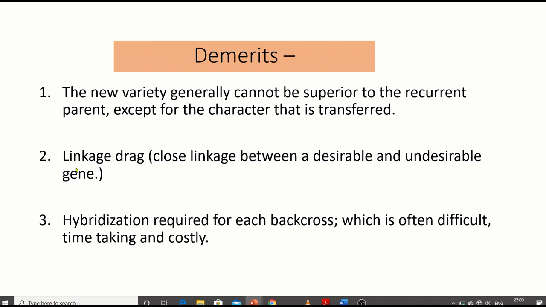Linkage drag, which is the close association of undesirable genes along with the desirable genes that are transferred in the backcross. And then hybridization is required for each backcross. That means backcrossing is required in every generation, which is difficult, time taking and costly. And in case of transfer of recessive genes, there is a selfing generation also.